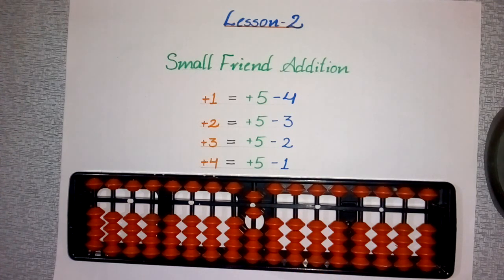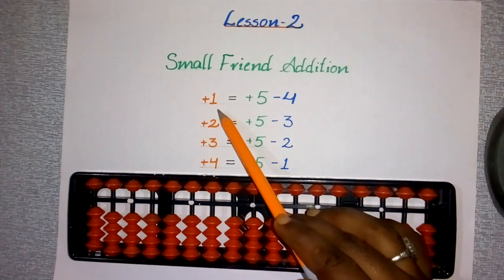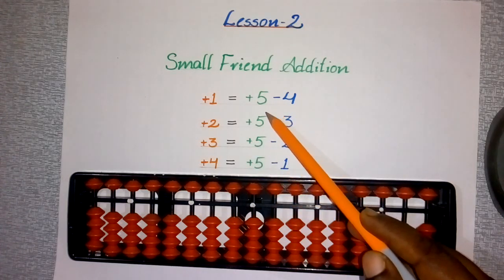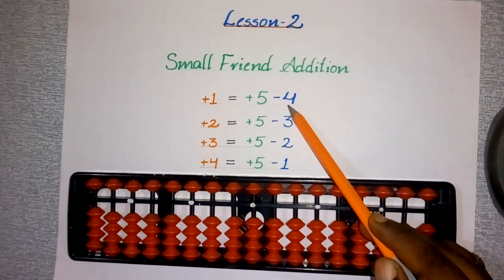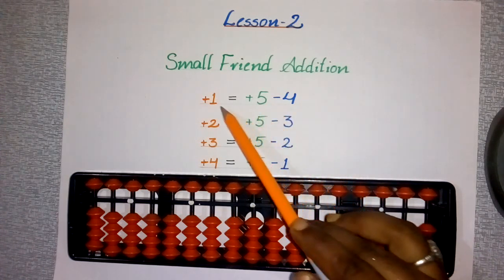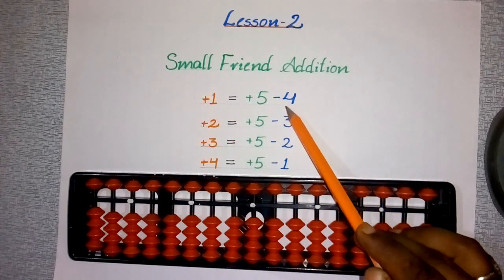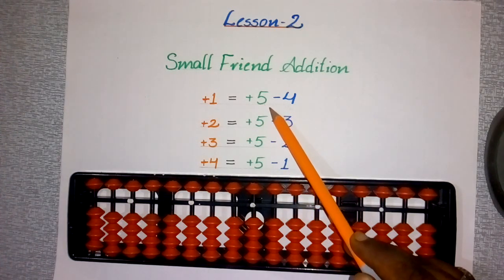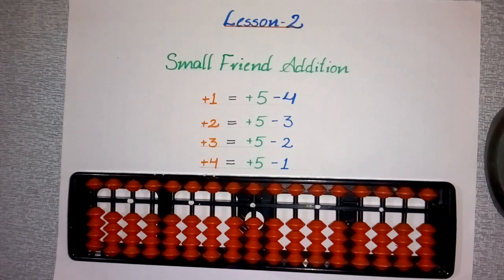Let us check what the surplus value is. Suppose we want to add plus 1, but 1 bead is not available. Then add plus 5. After adding plus 5, there is a surplus of 4. So this 4 becomes the small friend of 1. This is also the surplus value in 5 after keeping the 1 that we needed.